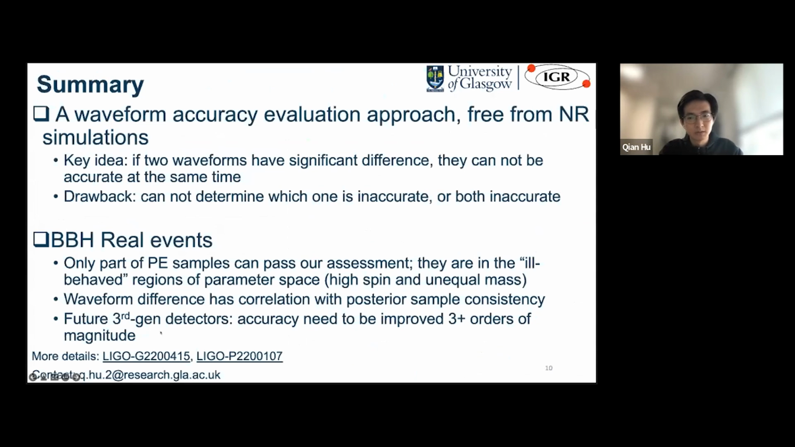And we have more results than what's shown in this presentation. If you're interested, you can check out these 2 documents.